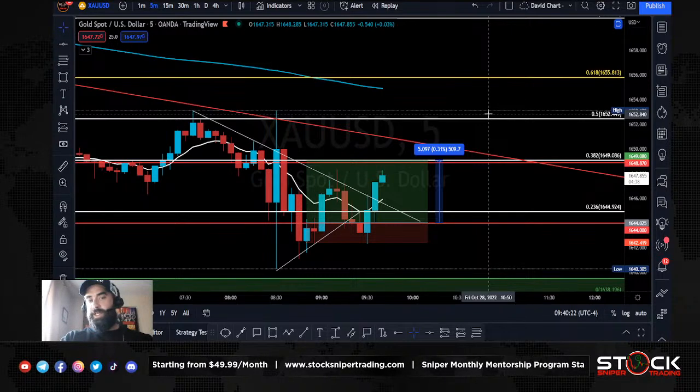Okay, there we go, guys. Look at that double bottom here. On gold, still pushing up if you even took it.